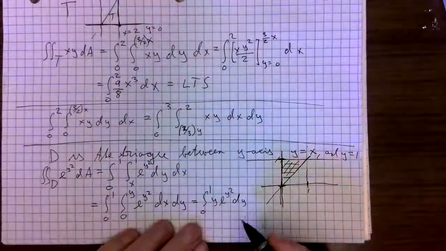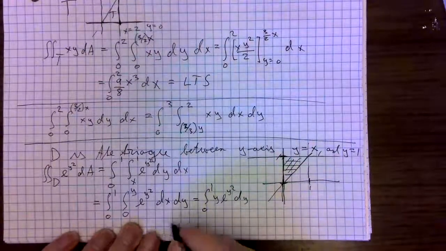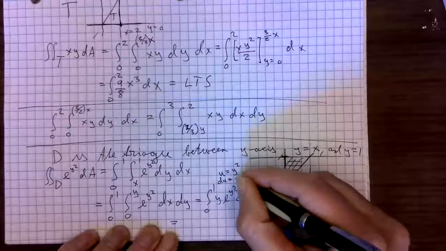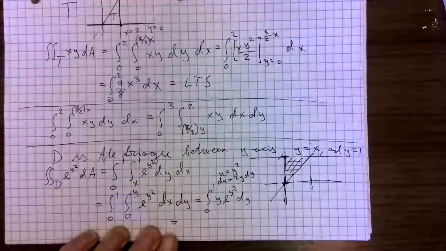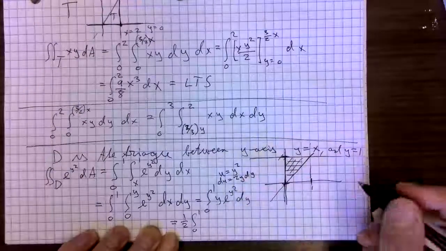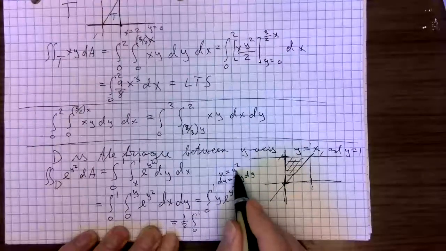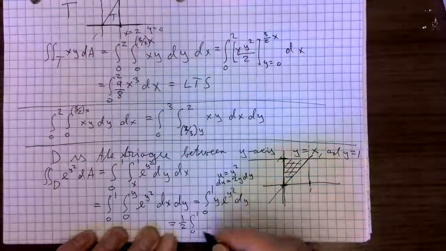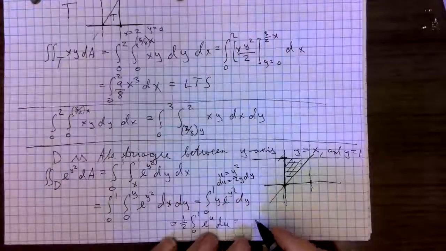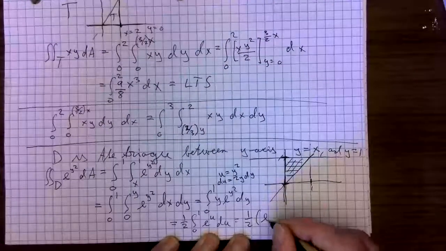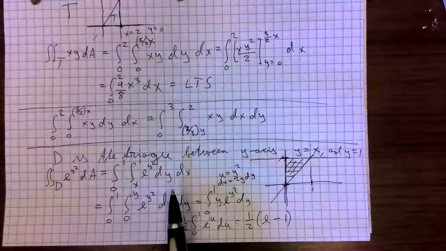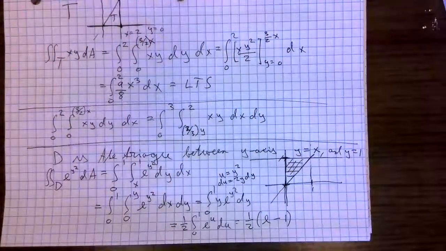Well, now this I know how to do. Let u be y squared, then du is 2y dy, and I have y dy. So I have 1/2 times the integral from 0 to 1, since if y is 0, u is 0, and if y is 1, u is 1, of e to the u du. The integral of e to the u is e to the u. So this is 1/2 times e at 1 minus e at 0, which is 1/2 (e minus 1). Good. So this is much easier to integrate than the other, which is essentially impossible without swapping the order of integration.